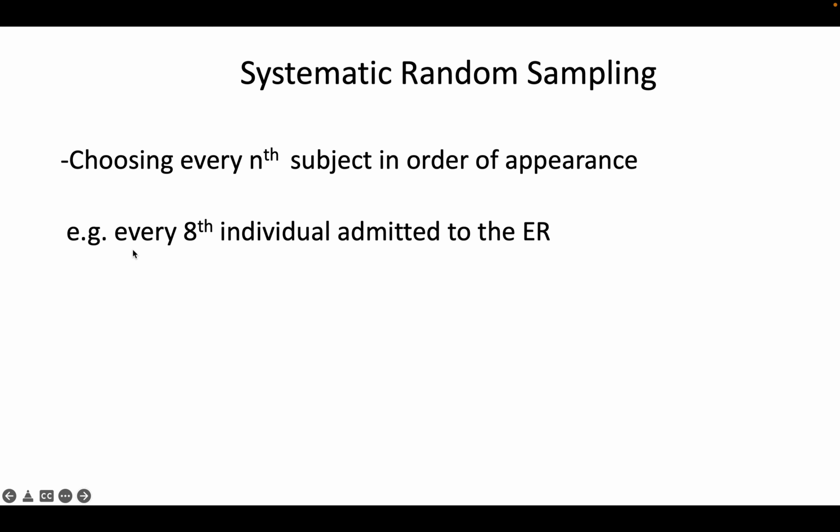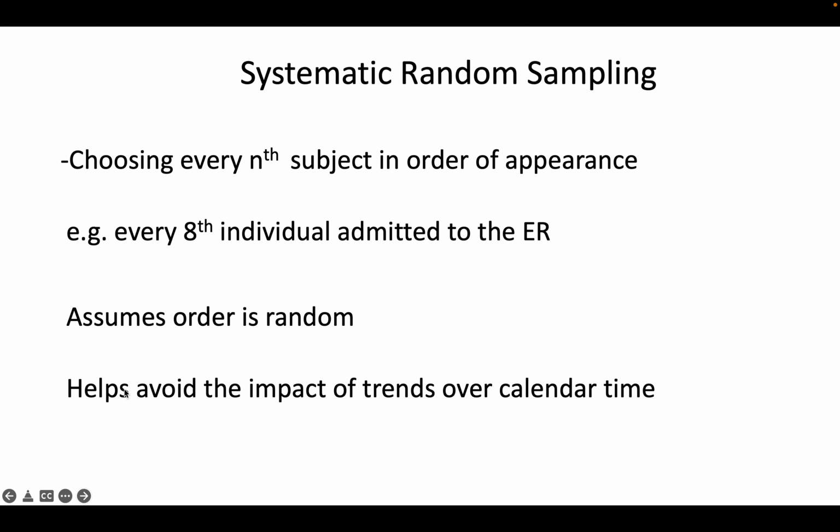Systematic random sampling is choosing every nth subject in their order of appearance. A common example of that is every 8th individual admitted to a hospital. This is a good one because, first of all, it assumes random order, and it avoids the impact of trends over calendar time.